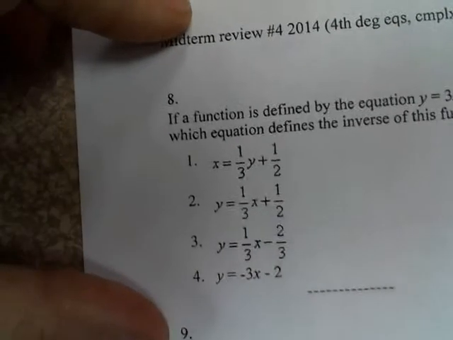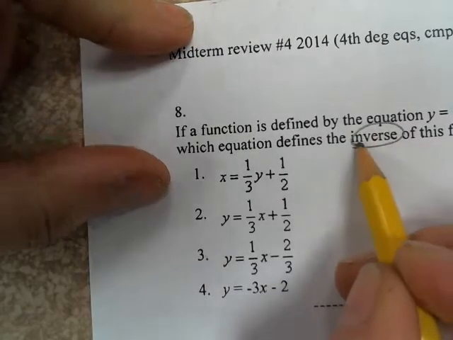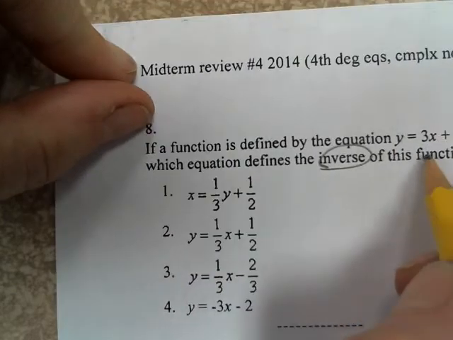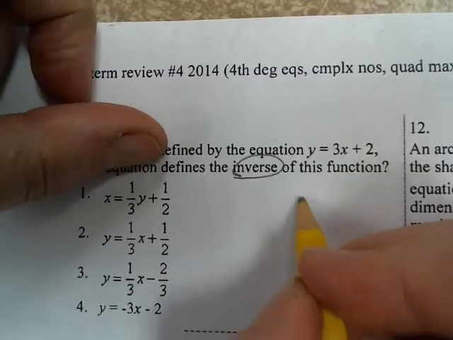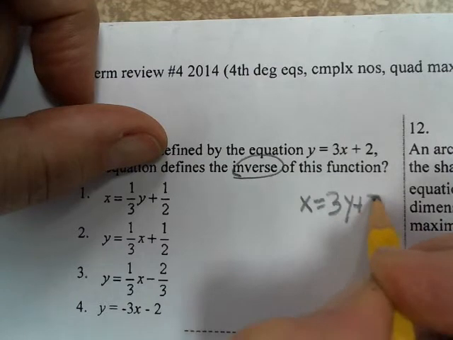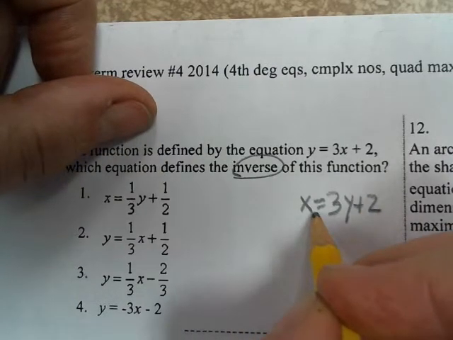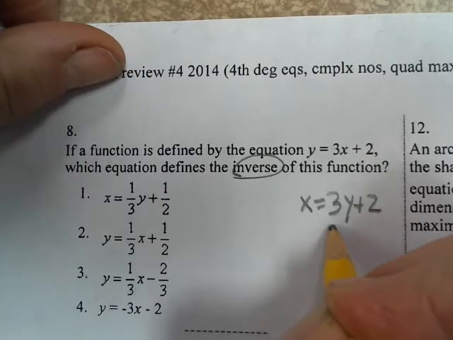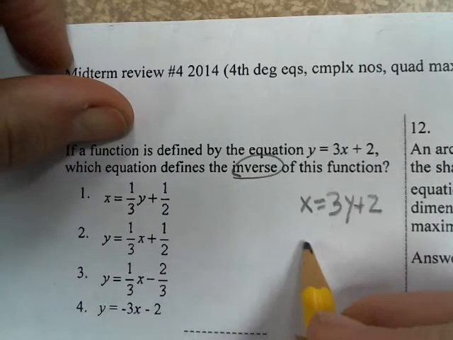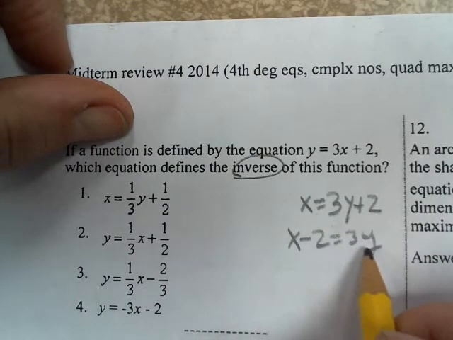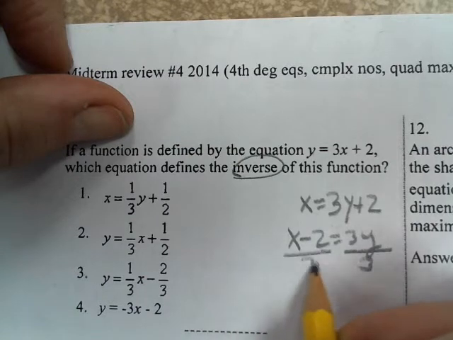Number 8, the inverse is switching the x and y. So instead of y equals 3x plus 2, you're going to have x equals 3y plus 2. And usually you just subtract 2 and divide by 3. And I think that's what they did here. So you're going to say x minus 2 equals 3y. And now you're going to divide both sides by 3.